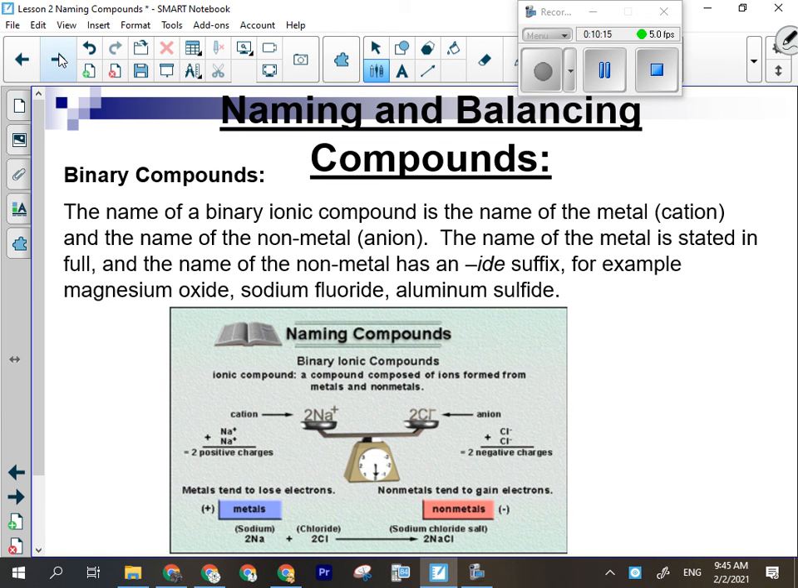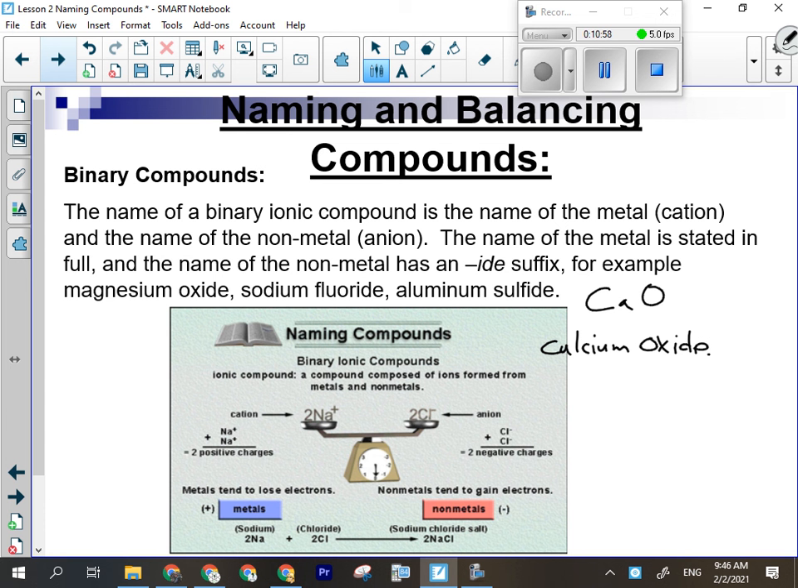So if I was naming this, for example, what would the name of that be? What does Ca stand for? Calcium. And what's O? Oxygen. So the naming rules are, write the metal, write the non-metal, non-metal ends in ide. So instead of calcium oxygen, it is now calcium oxide. All we do is change the ending of the non-metal to ide. Everybody all right with that?